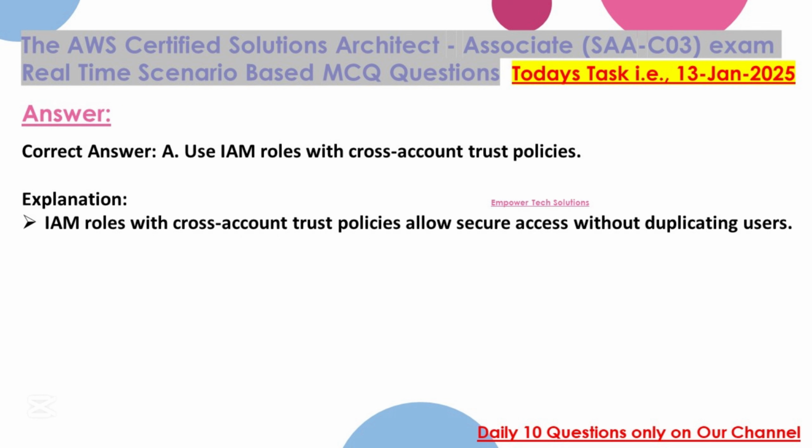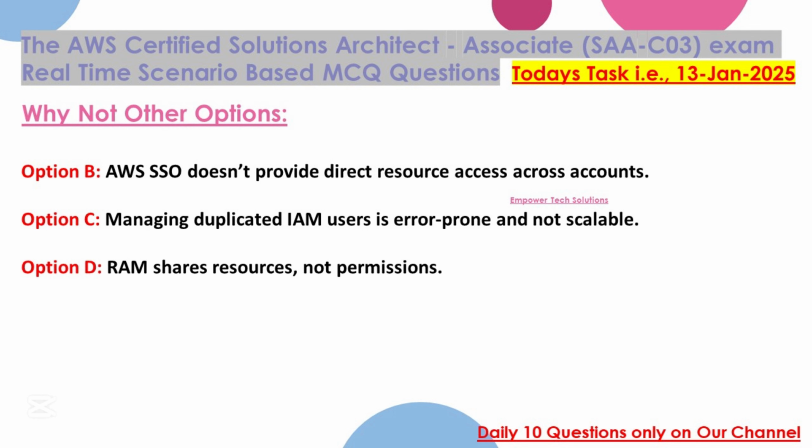Correct answer: A. Use IAM roles with cross-account trust policies. Explanation: IAM roles with cross-account trust policies allow secure access without duplicating users. Why not other options? Option B. AWS SSO doesn't provide direct resource access across accounts. Option C. Managing duplicated IAM users is error-prone and not scalable. Option D. RAM shares resources, not permissions.